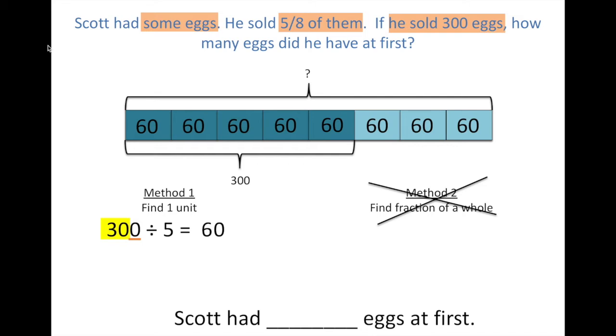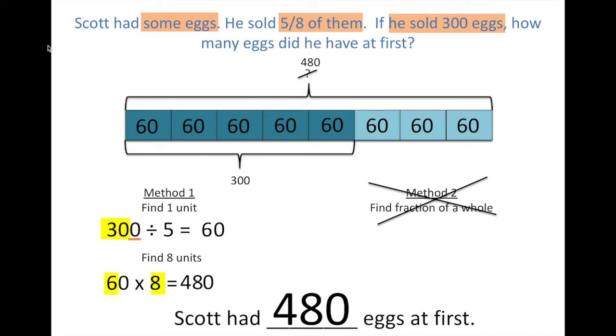Now I can find the total amount of eggs that he had at first because I know that each unit represents 60 eggs, and I know that there are a total of 8 units. So I can find all 8 units by multiplying 60 times 8. And once again, we can use mental math strategy to solve this problem. I know that 6 times 8 is 48, and I know that it wasn't just 6, it was 6 tens, so I'll add my 0 in. That means that he had 480 eggs at first. I can now cross out the question mark, write the number as I did, and put the number in my sentence. Scott had 480 eggs at first.